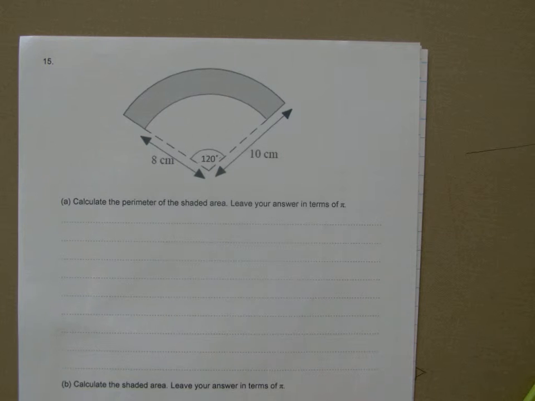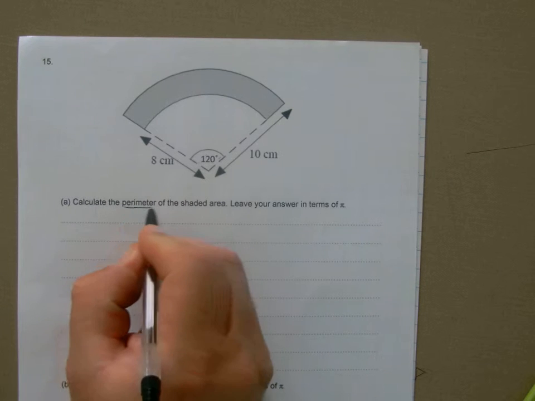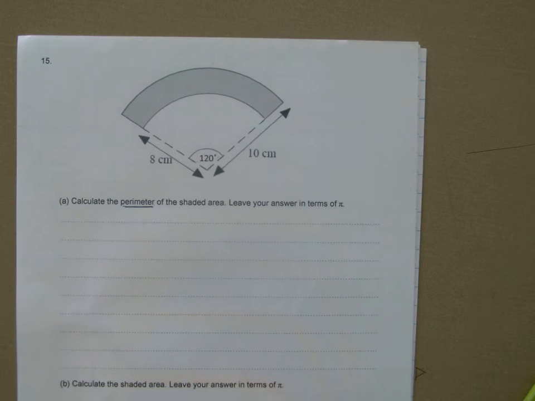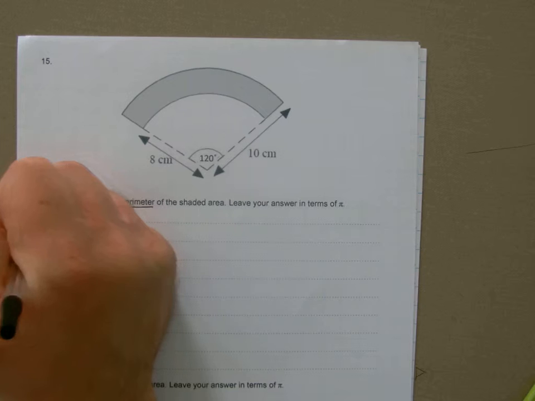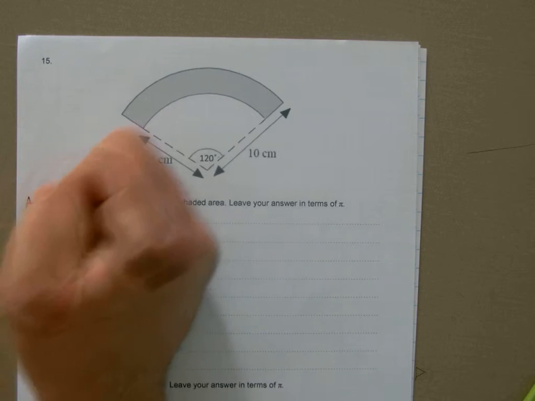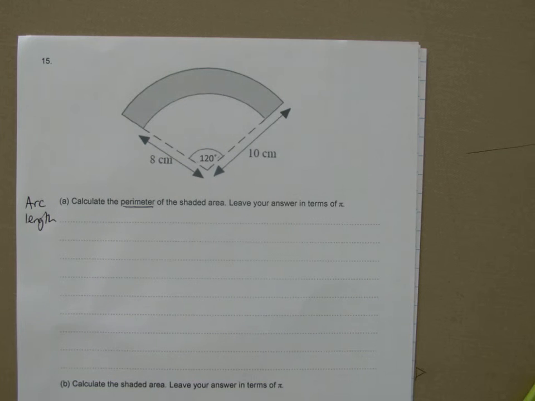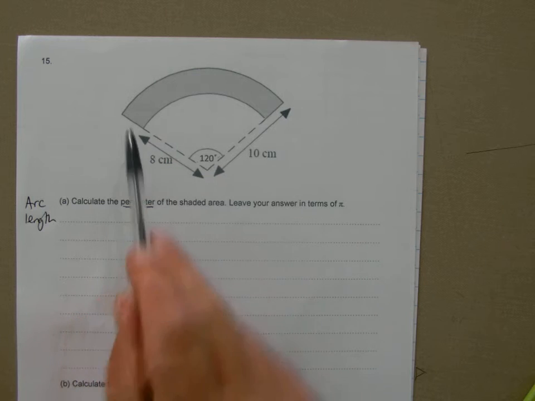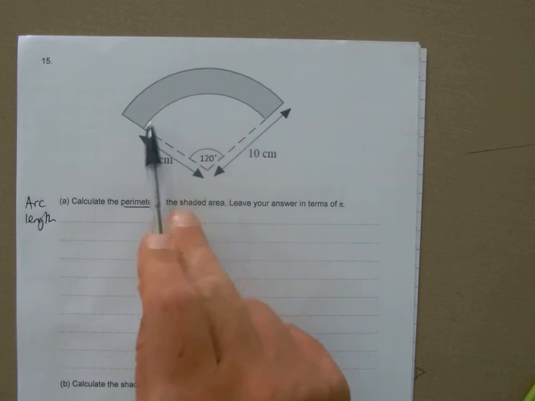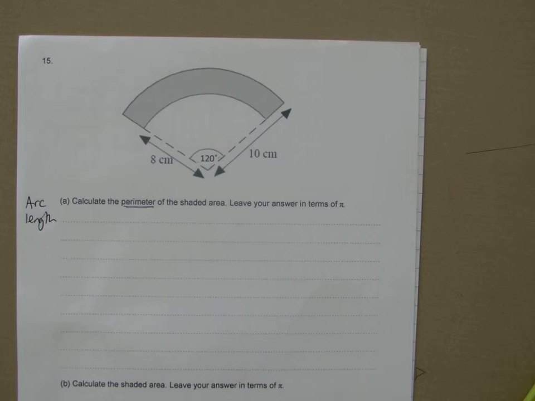Calculate the perimeter of the shaded area. Leave your answer in terms of pi. So first thing I'm going to do is notice we're looking at perimeter here, so we need to think about the arc length with regards to part A. We're not actually looking at the area, we're focusing on the perimeter of it, and the arc length is key to determining the perimeter.